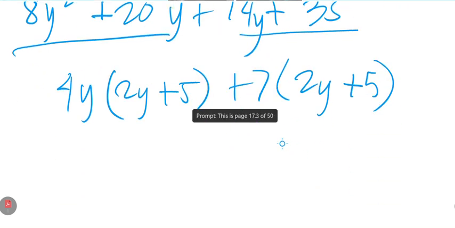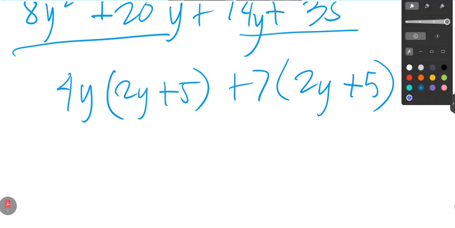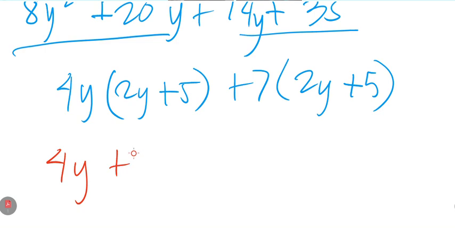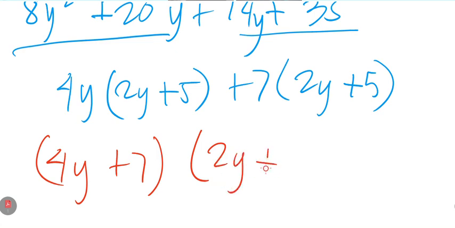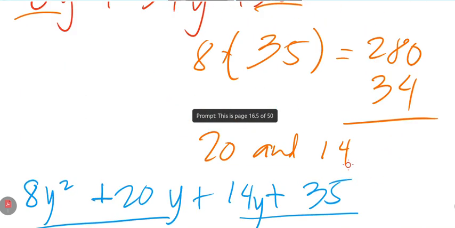Okay, now let's try to regroup out here. For the next one, that's going to be 4y plus 7, and the other one is 2y plus 5. So that is how we get the answer for this factoring down.